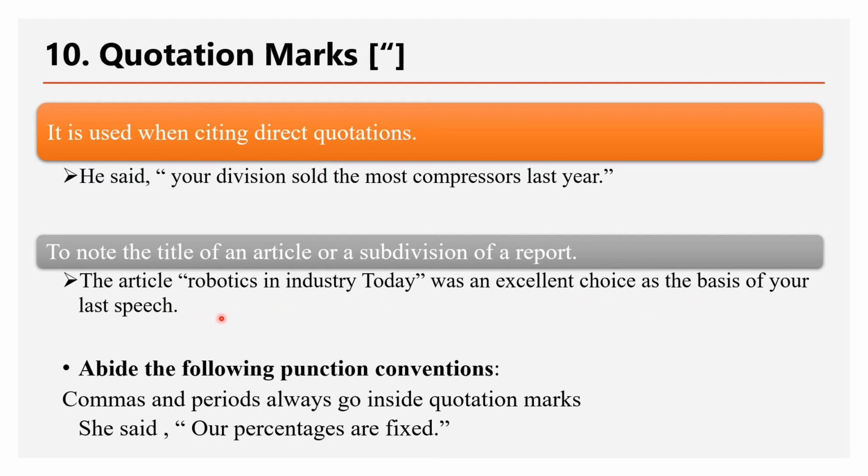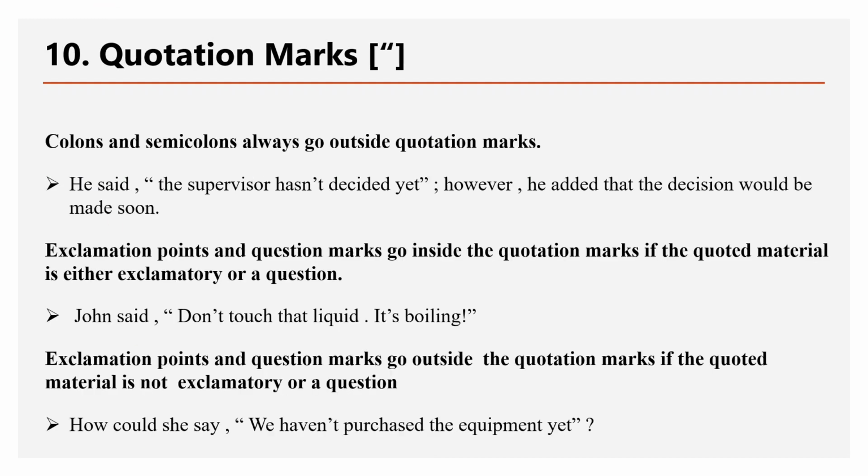Abide by the following punctuation conventions. Commas and periods always go inside quotation marks. For example, she said, "Our percentages are fixed." So in this example, the period and comma lie within the quotation marks. Colons and semicolons always go outside the quotation marks, as you can see from this example.